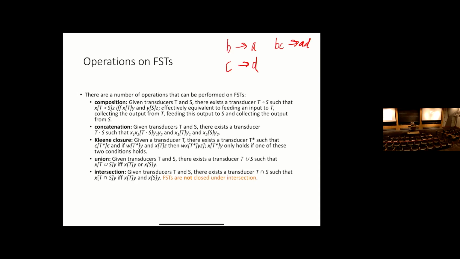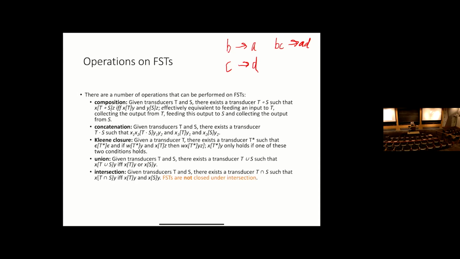So given transducers T and S, there exists a transducer T union S such that X is in a T union S relation with Y if and only if X is in a T relation with Y, or X is in an S relation with Y. If you imagine relations as sets, and each transducer defines a relation, union takes the union of those relations, so that if it's okay with either of the transducers, it's okay with the union transducer.